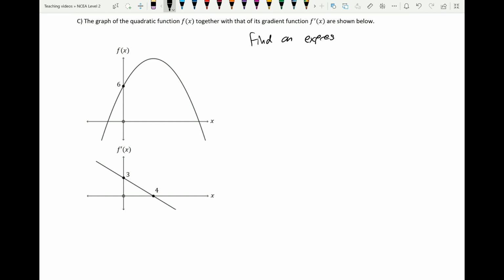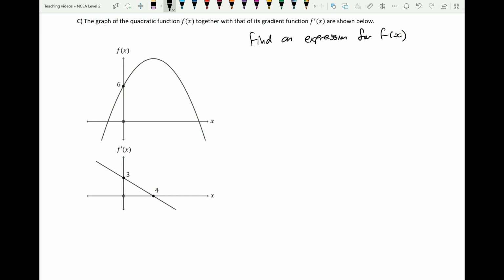So we need to find the equation of that negative parabola. You might be thinking, well, how do we do that? Now, the trick to this one is f dash of x. So remember, we're doing calculus. This is a calculus exam, so we're going to have to do some calculus to get our answer. The key here is the gradient function f dash of x. There is actually enough information on that graph for us to find the equation of that straight line.